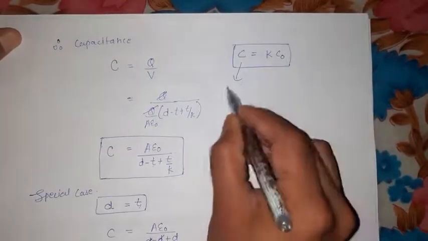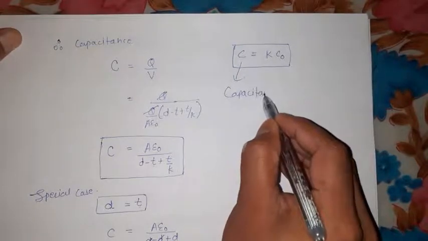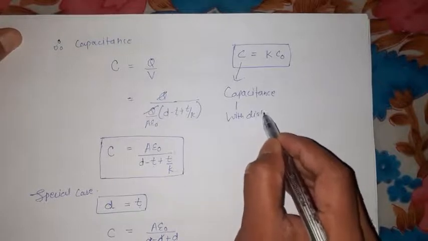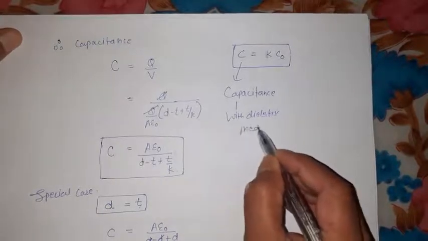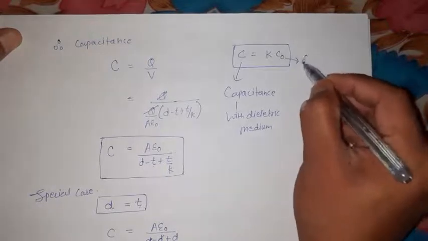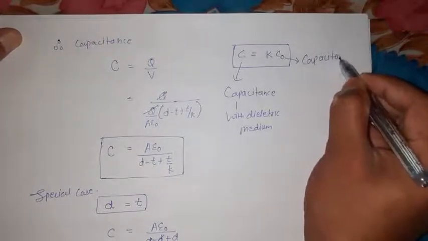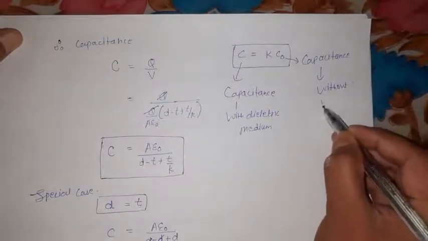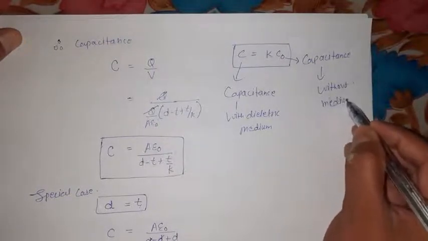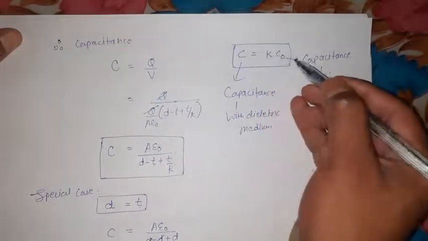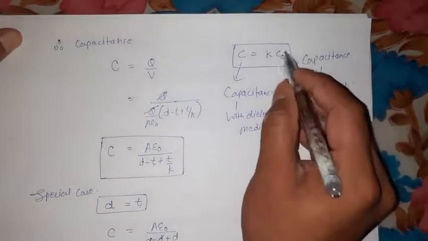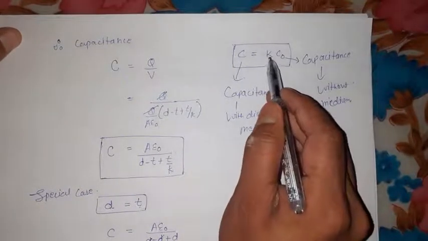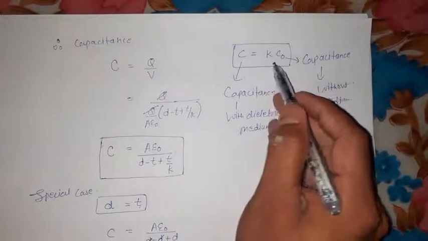This is the capacitance of this capacitor with dielectric medium, and this was the capacitance without medium. So we are seeing over here that this capacitance gets increased if we fill it with the dielectric medium. It increases by k times, where k is the dielectric constant.